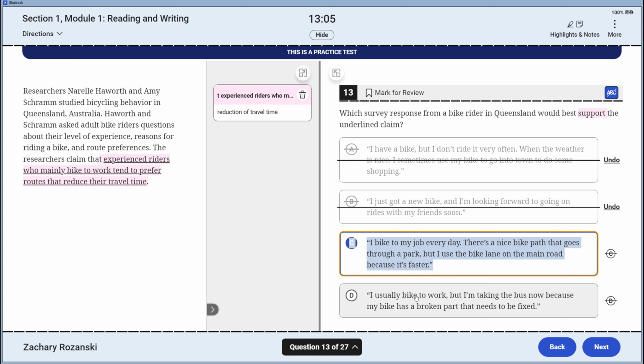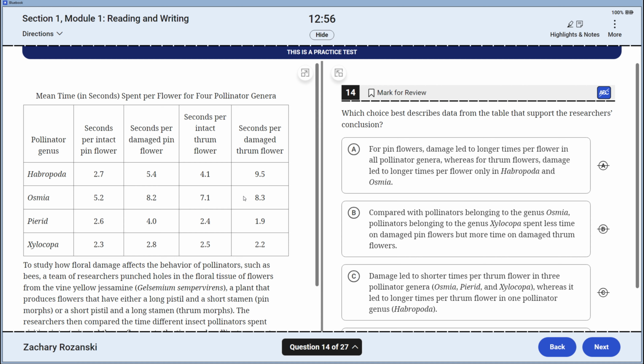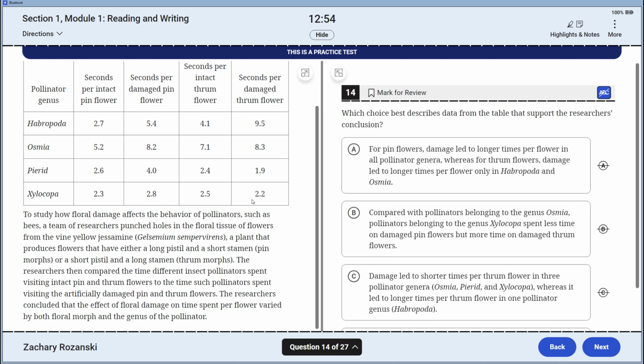I love this because it's faster. I usually bike to work, but I'm taking the bus now because my bike. This is like, bikes suck. I don't know what would be distracting about those. Ooh, this one seems chunky. We're getting excited here. This is what we live for.